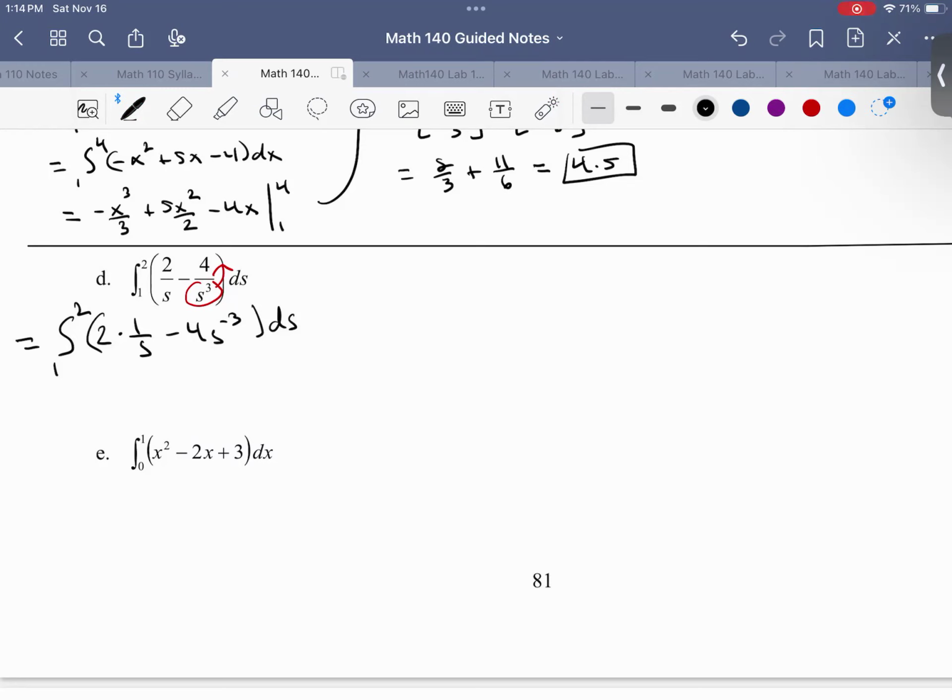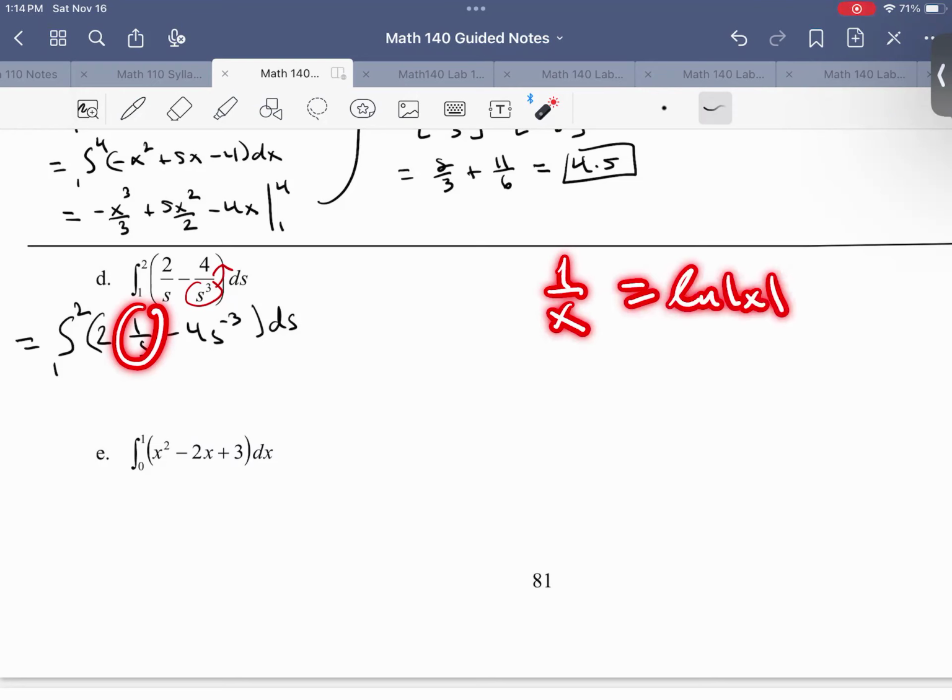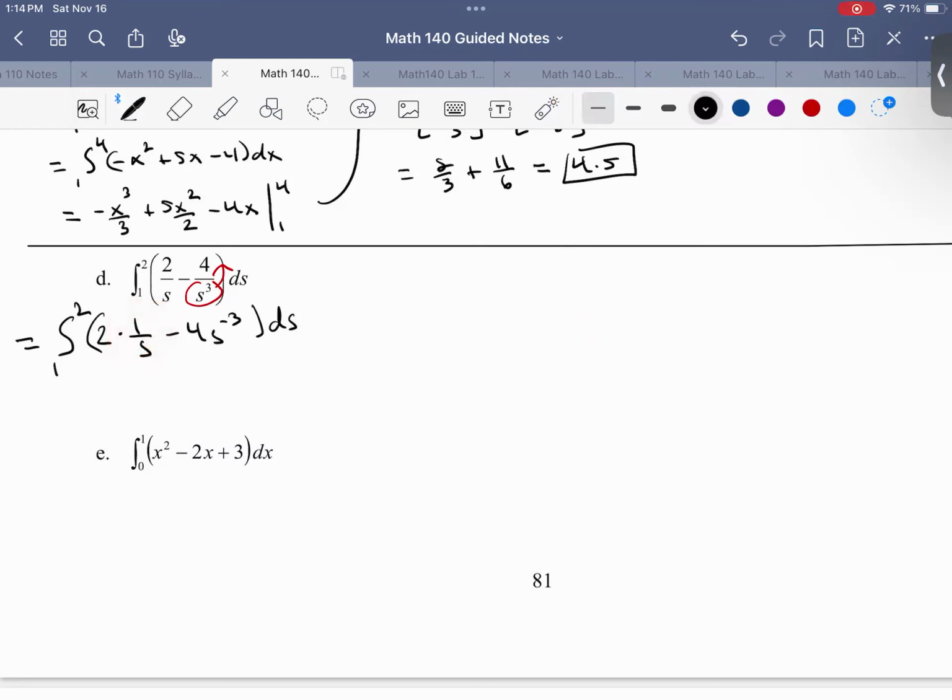So now I can integrate this function. Notice that 1 over any variable is just going to be natural log of that variable. So we have things like 1 over x with the natural log of x. So we have s as our variable, but it'll be the same thing. So this becomes 2 times natural log of s minus 4s to the negative 2 over negative 2. And we're integrating from 1 to 2.